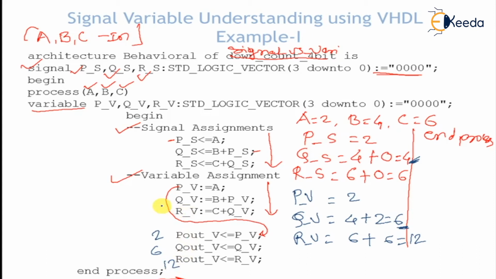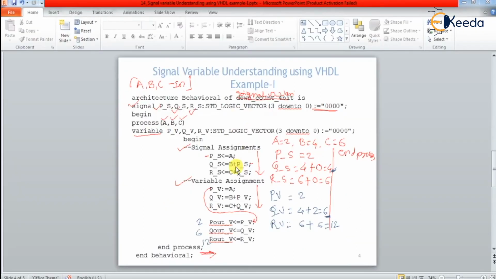So let's begin and try to write a VHDL code for the same program and simulate it, because after simulation only we can understand it better. In an entity we need to declare P, A, B, C as standard logic vector 3 down to 0, meaning 4 bit, and P out V, Q out V, R out V. So these many signals we are going to declare in an entity.